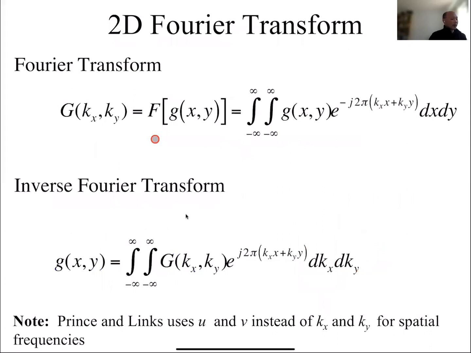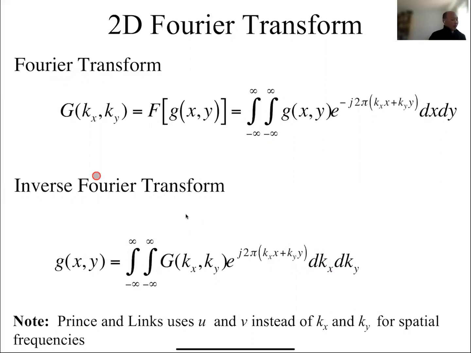Now, let's talk a little bit about the 2D Fourier transform. We'll present the notation and then go into what it looks like in a minute. Here's the notation. It's G of kx, ky, the Fourier transform of g of x, y. It's a double integral of g of x, y times e to the minus j 2 pi (kx x plus ky y) dx dy. So it's essentially just expanding out, adding another integral and adding y's and ky's to the term.